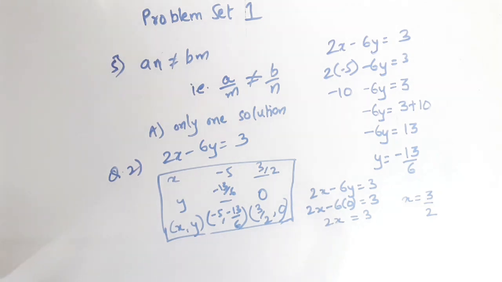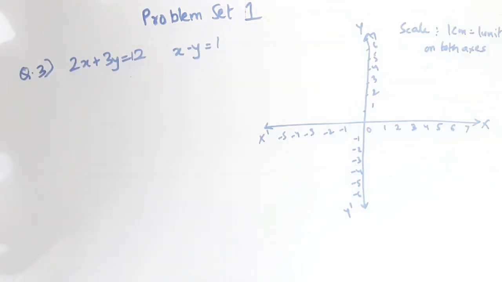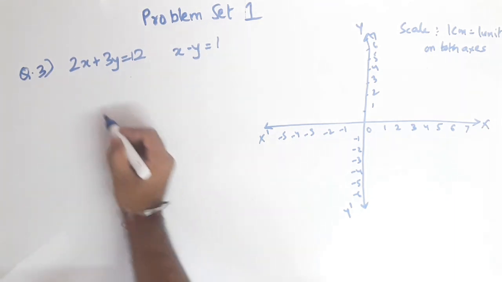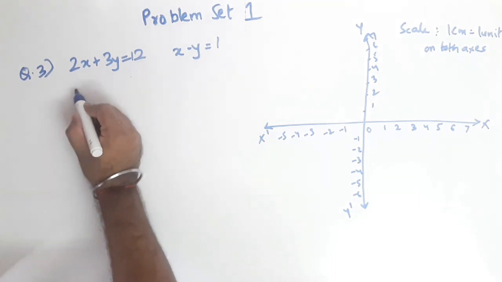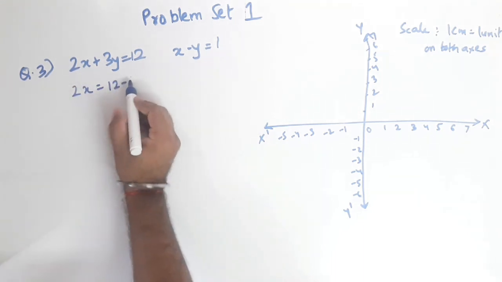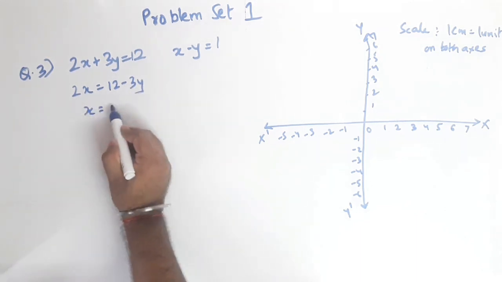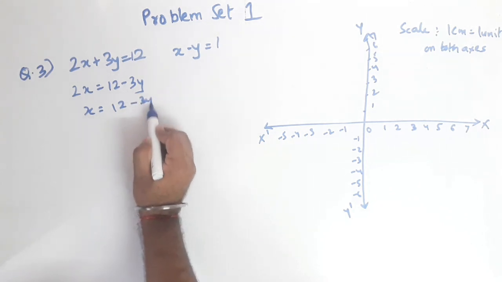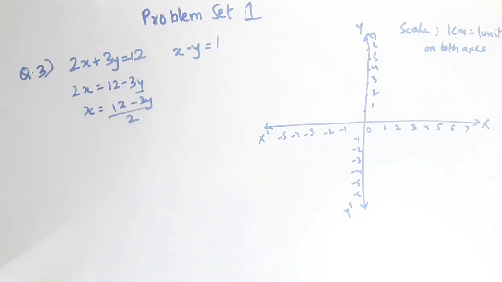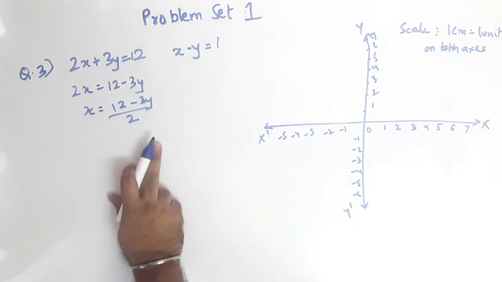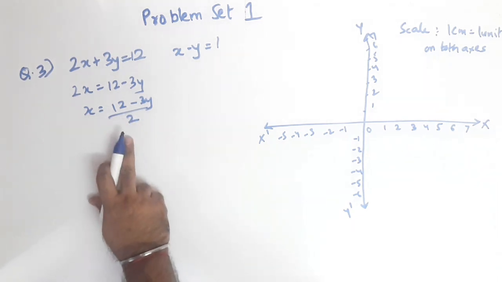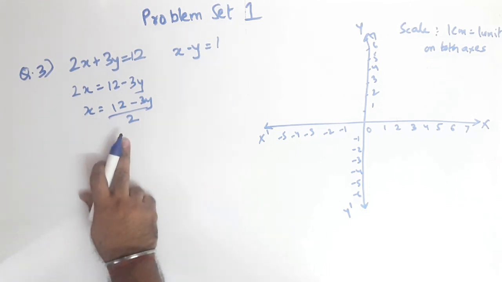Then we have come to question number 3 now, where two equations are given. We have to draw the graphs of these two equations. The second equation looks quite simple, so first we'll solve this. Let us say 2x is equal to 12 minus 3y. I am finding x only, so x is equal to 12 minus 3y by 2. For finding x, we have to take 2 in the denominator.